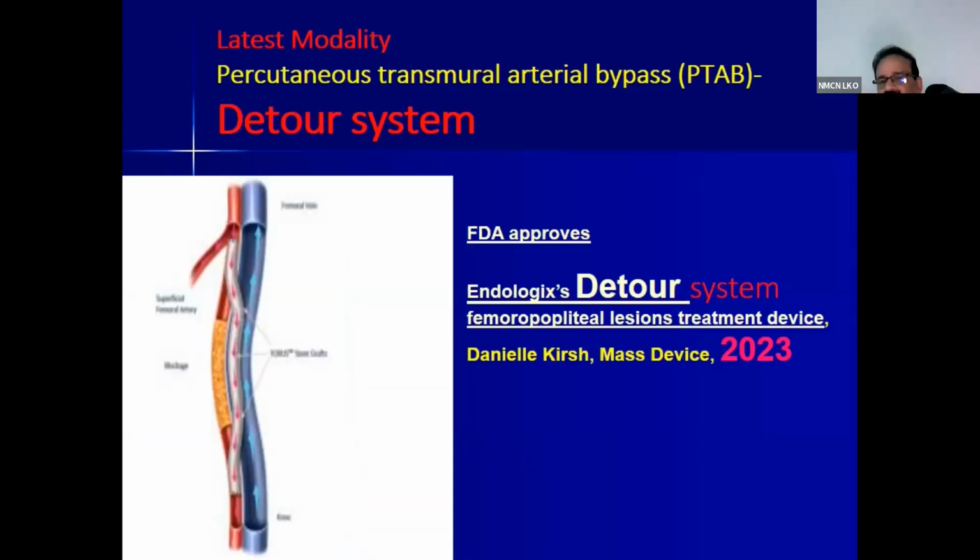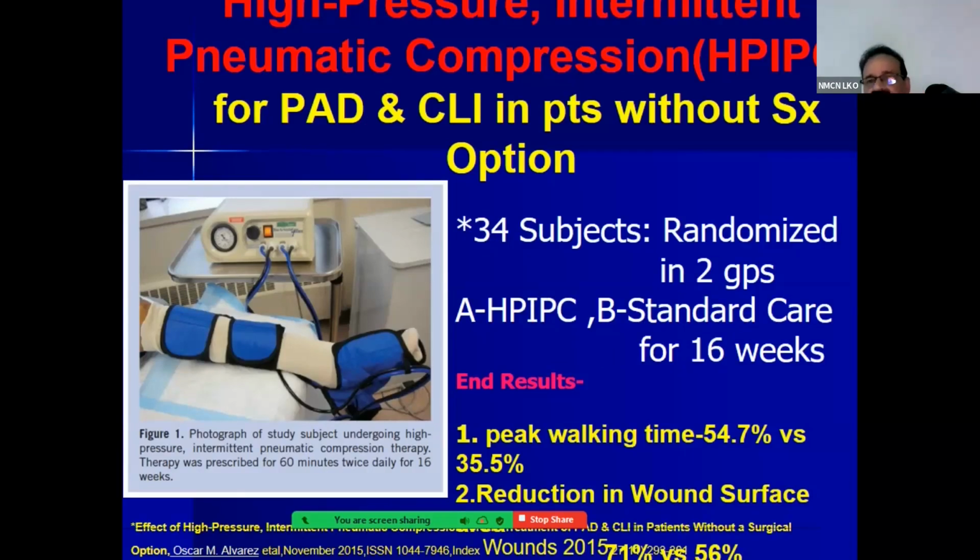And another new modality has received FDA approval. It got FDA approval this year only, in 2023. That is the DETOUR system. It's a percutaneous transmural arterial bypass, which means it is less invasive. Through the femoral vein, one puts these biological conduits before and after the blockage of the femoral artery. So this has been approved by the FDA. Then a high pressure intermittent pneumatic compression device is also there.